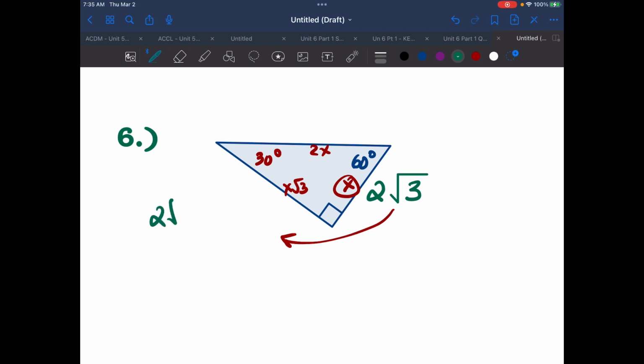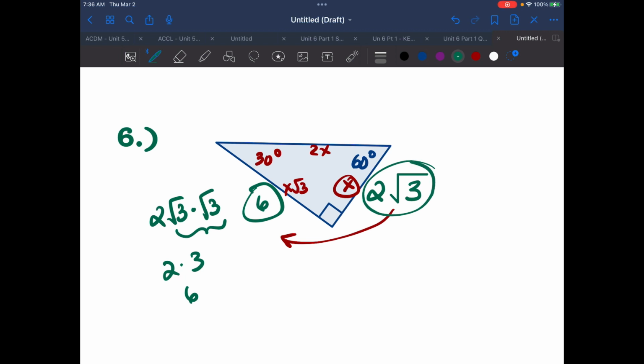So what is 2 radical 3 times radical 3? Well, let's see what happens here. All right, take a second. Let's do some calculations. What would be the long leg? Well, I'm going to have 2 times 3. That's going to end up being 6. Okay? So I have the long leg across from 60. I have the short leg across from 30. And now I want to go from x to 2x, so I'm going to double the short leg.